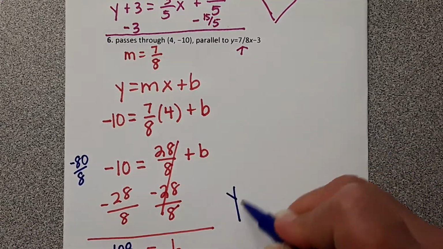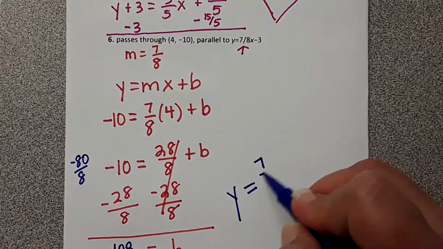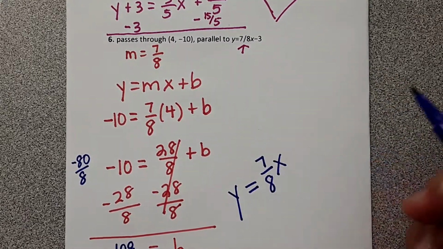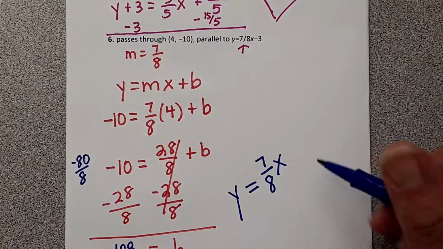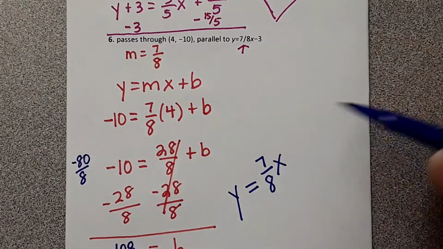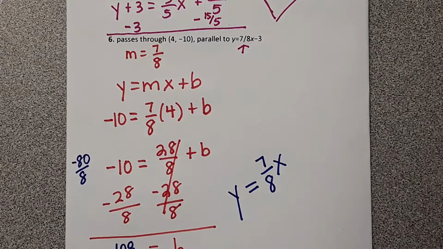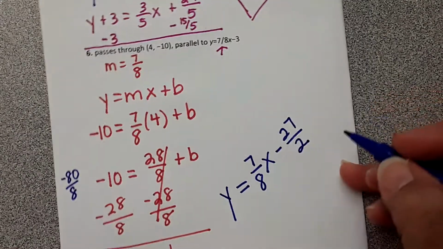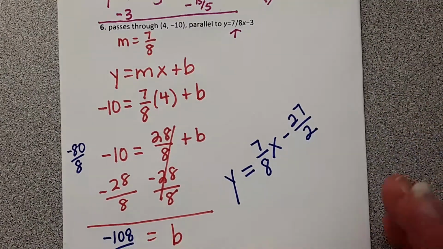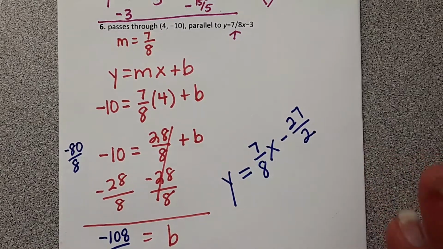It will be y equals 7/8 x because that's our slope. And then let's reduce 108. Now, 108 divided by 8, I don't want you to put a decimal because we started with a fraction, so it should be in a fraction. So let's see what we can do. And it becomes negative 27 over 2. Yes, you can leave it as an improper fraction. That's two different ways.